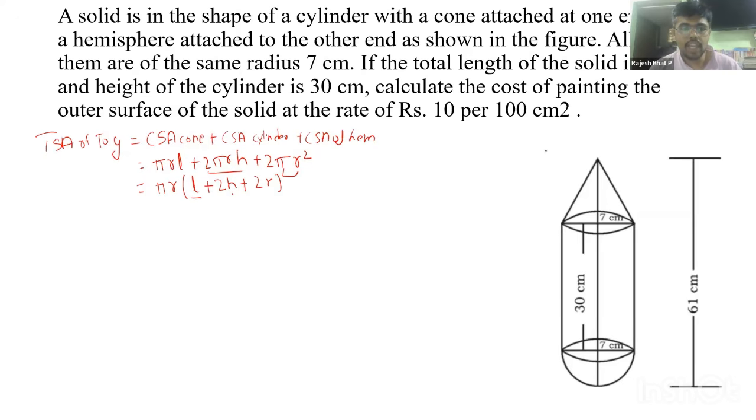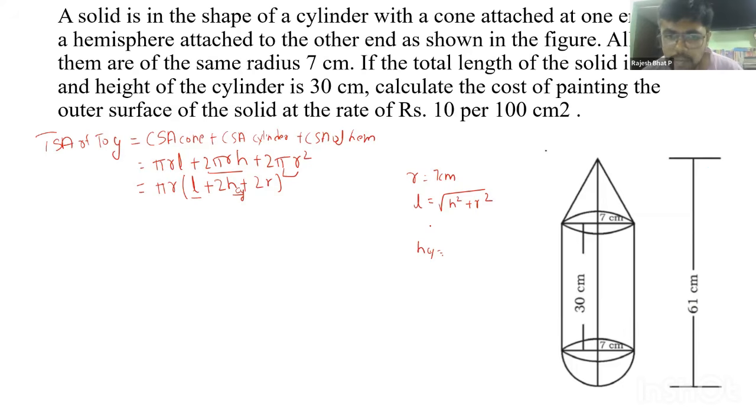So now what is L here? What is h here? This L is the slant height of the cone. This h is the height of the cylinder. Now I'll write the given. What is the radius? 7 centimeter. What is the slant height? Not given. I'll write the formula h square plus r square and keep. Then what is the height of the cylinder? Both details are not given, but they have given the overall height of the shape.